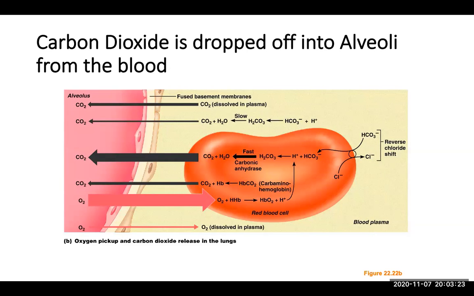Carbon dioxide is dropped off into alveoli from the blood, and you can see that here, how carbon dioxide will be dropped off into the alveoli from the blood, and then you'll breathe out that carbon dioxide as you exhale.